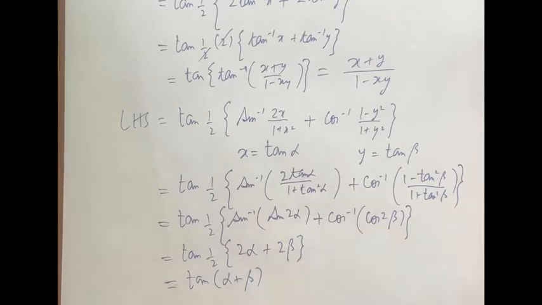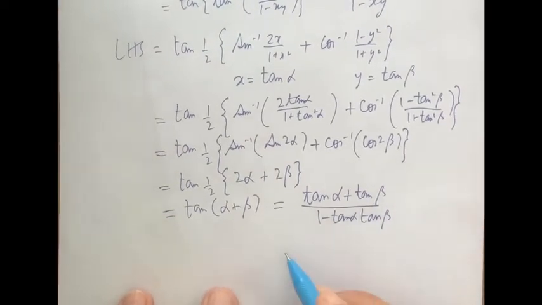And we know tan of alpha plus beta, from trigonometry, is tan alpha plus tan beta upon 1 minus tan alpha into tan beta. So substituting values, tan alpha is x, tan beta is y, this is x plus y upon 1 minus x into y. This is another method to solve the same question.